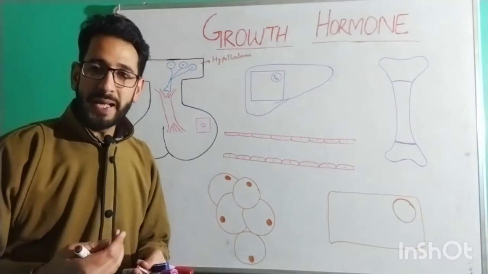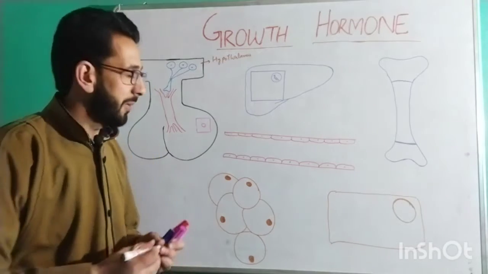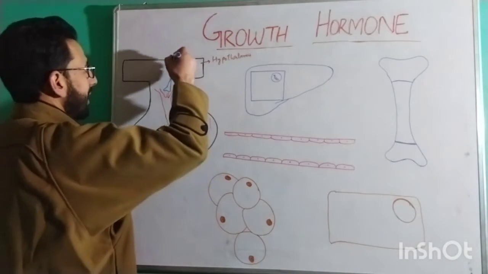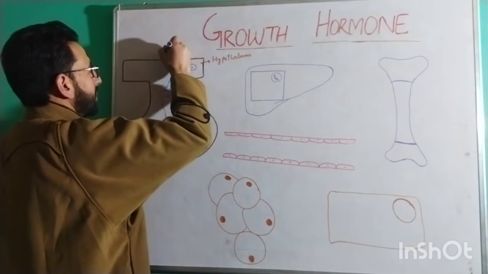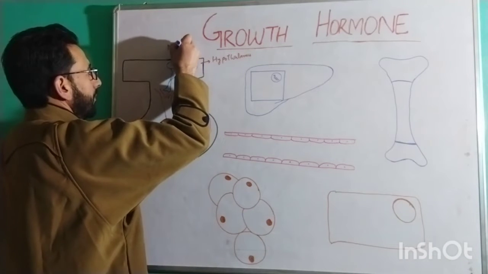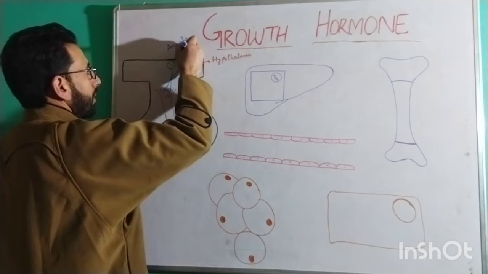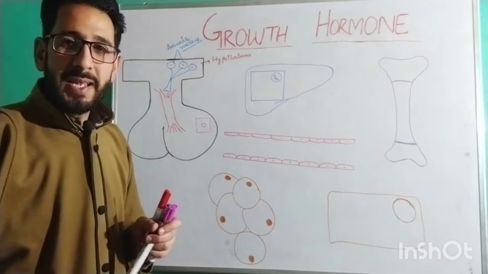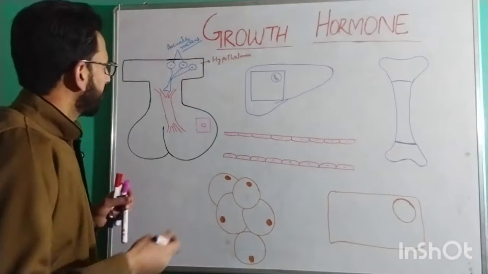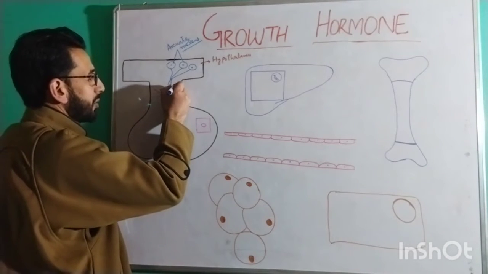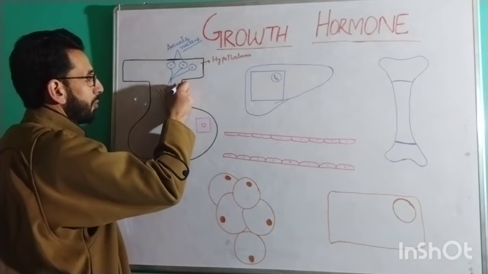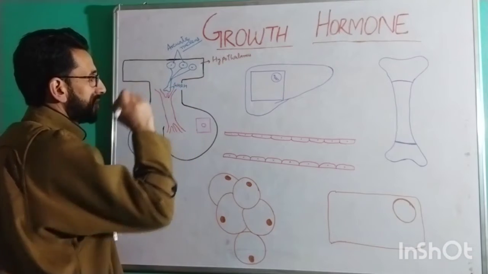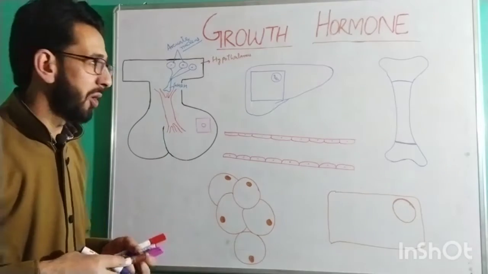composed of various nuclei. There are different nuclei present in the hypothalamus, and one of the important nuclei present there is the arcuate nucleus. And this arcuate nucleus secretes an important hormone called growth hormone releasing hormone, GHRH.